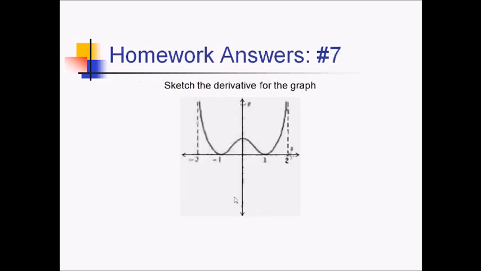For number 7, we need to graph the derivative of this thing. Let's start by identifying some discontinuities. This vertical asymptote here on the original will give us a vertical asymptote on the derivative. Same thing over here at 2. They actually labeled the grid lines here. Let's also pick out the places where the derivative is 0. So we have a smooth turnaround right here, and here at 1.